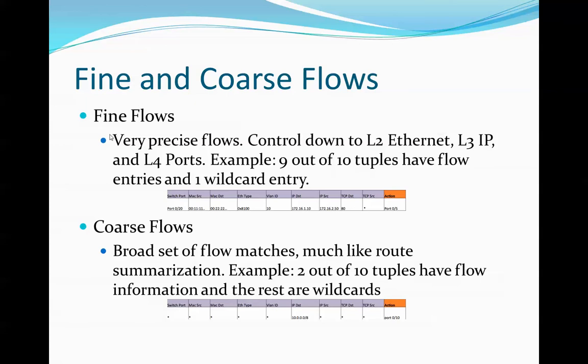Fine, as you would guess, deals with very precise flows. So in this example, we have 9 out of 10 tuples specified in one wildcard entry. Coarse flows are more broad, and in this example, 2 out of the 10 tuples are specified, and the rest are put in as wildcards. This would act much like route summarization would, which would come in handy when limiting the amount of entries per flow table.